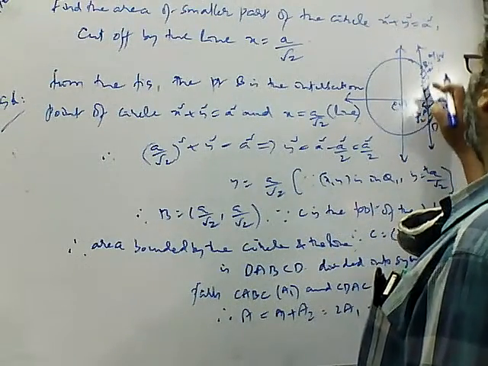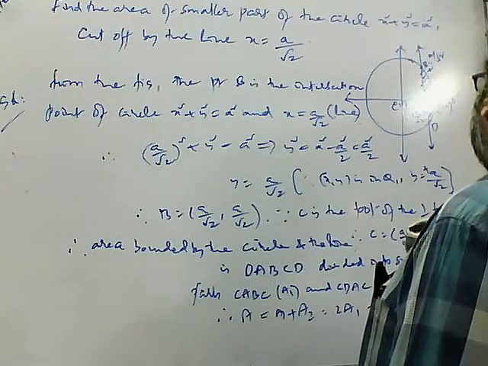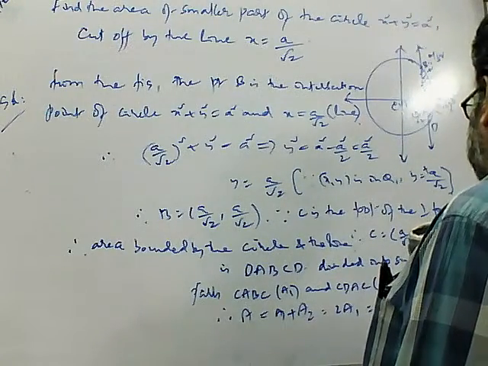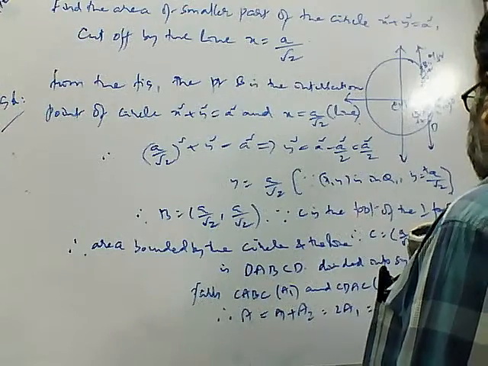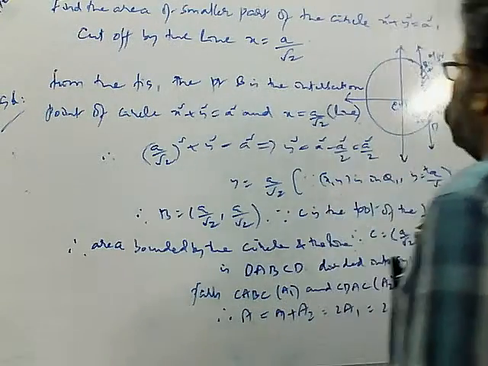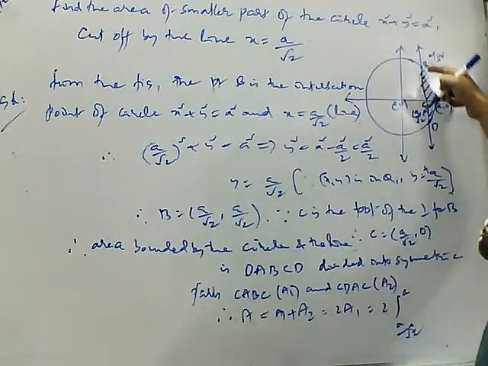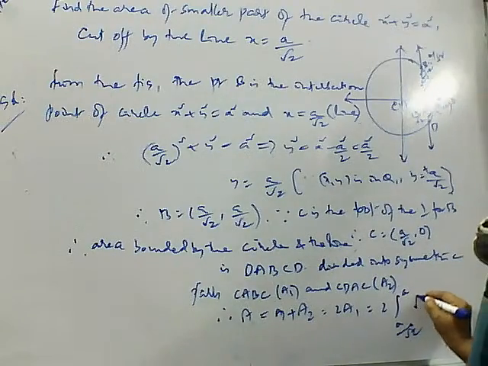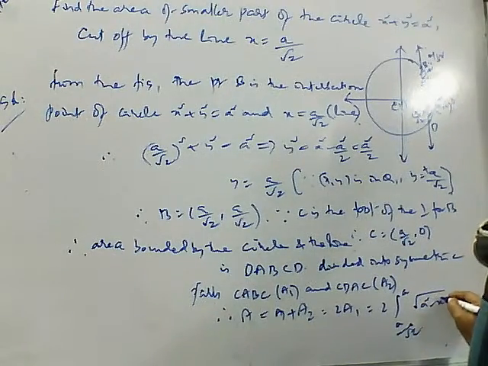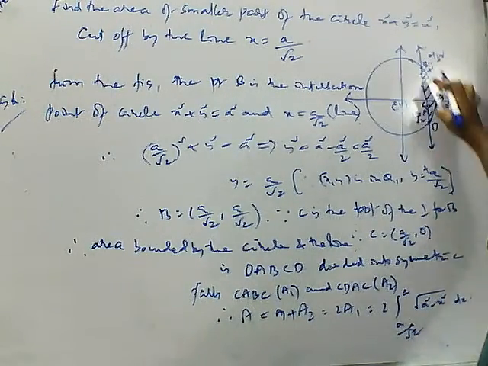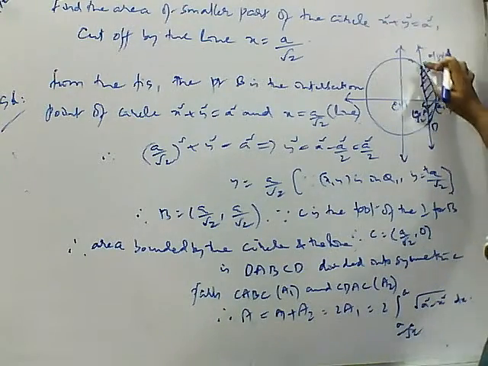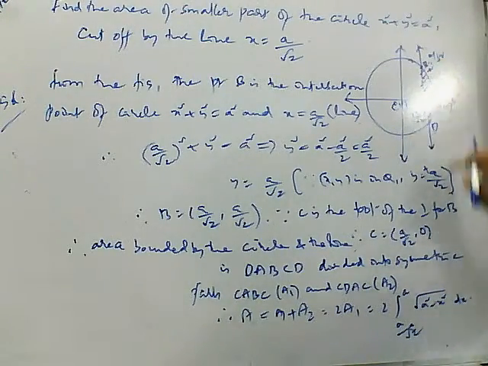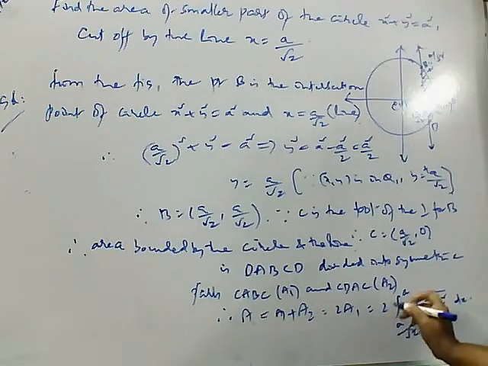See, this area is covered by the line and circle only. Integral from a by root 2 to a, because the x limits only you have taken, y dx you have taken. Y means what is covered by the curve, so root of a squared minus x squared dx. Because you are asking for the smaller part, so 2 times you have to do. This is a by root 2 to a, this is covered and closed, so root of a squared minus x squared dx, 2 into.